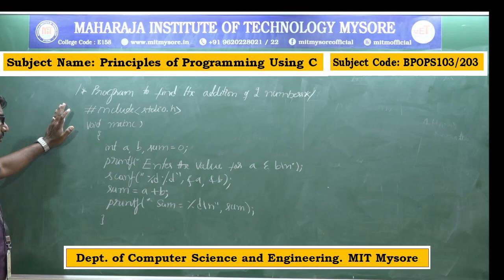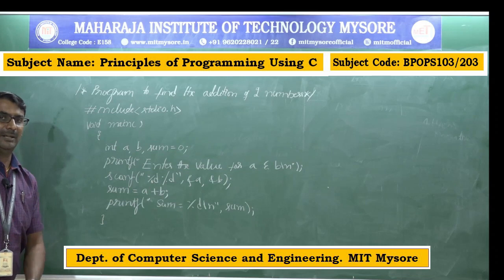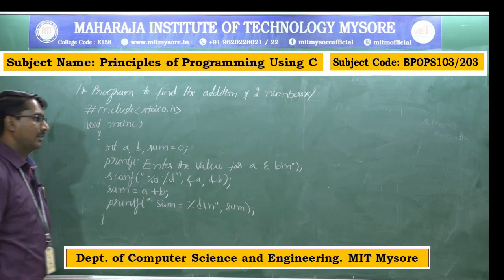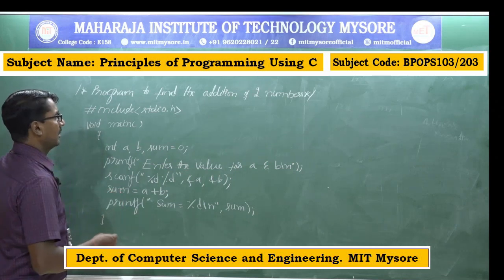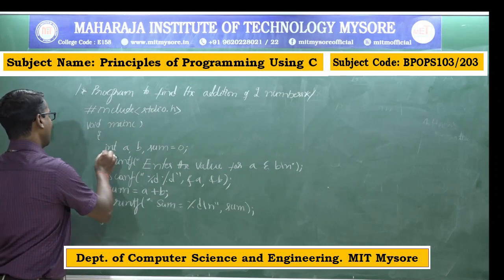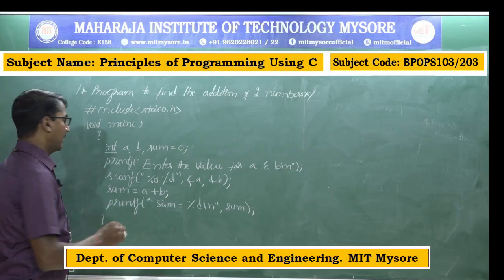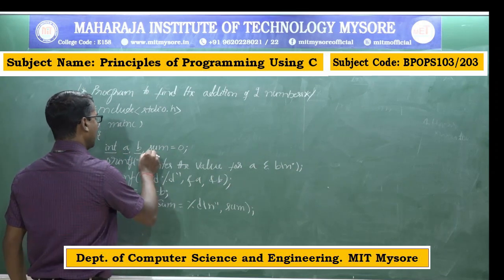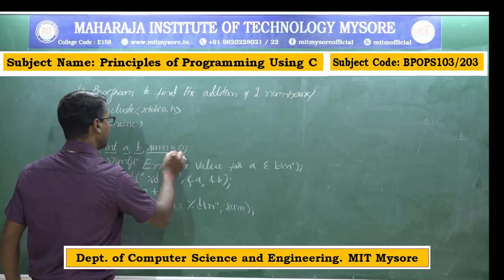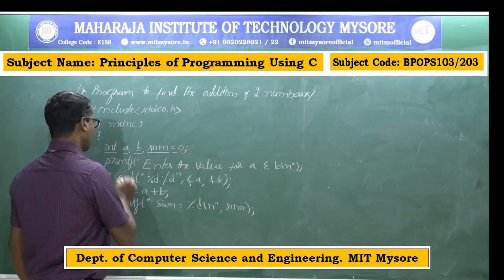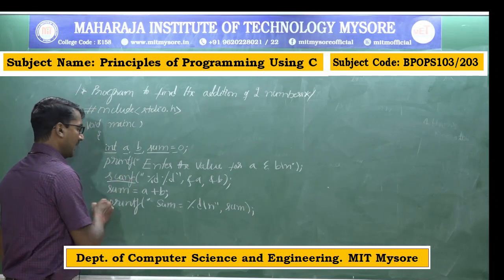The purpose of this program is to find the addition of two numbers. In order to do that, we need three variables. The first two are the input variables and one more is the output variable. Here we are performing addition of two integer numbers, so to define integer variables we need the keyword int. a and b are for input, and sum is the output variable. Sum is assigned 0, so the initial value of sum is 0. Next, we read the values for a and b.